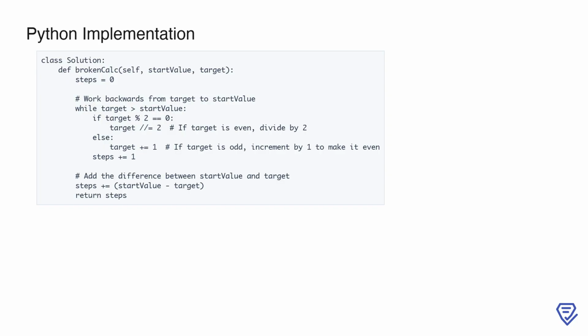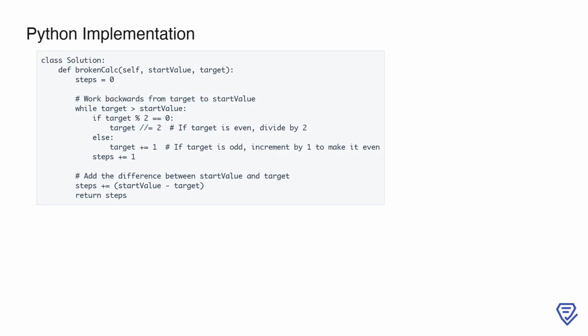The key idea is to reduce the target value until it becomes less than or equal to the start value. At each step, if the target is even, the algorithm divides it by 2, as this is the reverse of multiplying by 2. If the target is odd, it increments the target by 1 to make it even, which prepares it for halving in the next step. Each operation increments the steps counter. When the target becomes less than or equal to the start value, the remaining difference, start value minus target, is added to steps. This accounts for the number of subtraction operations needed to bring the target up to the start value.